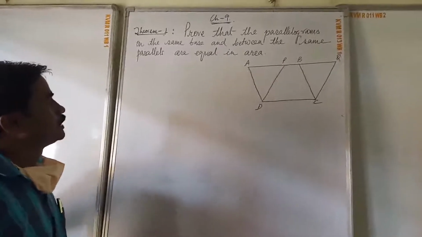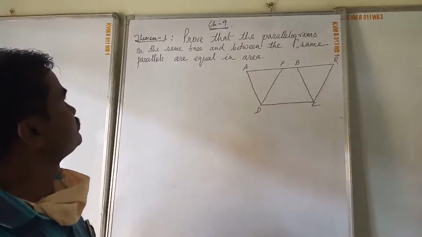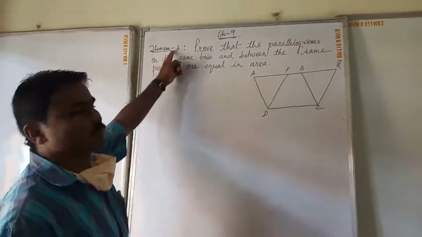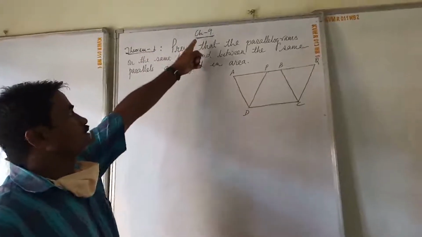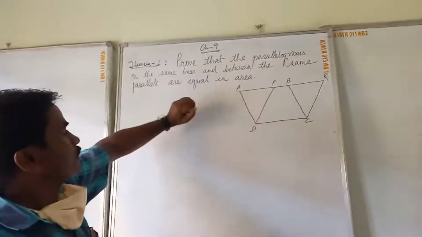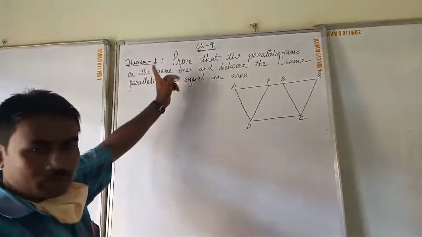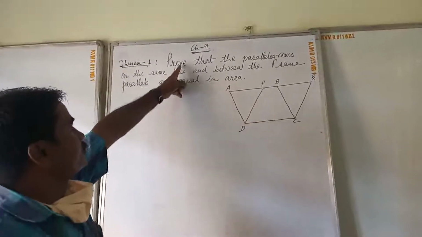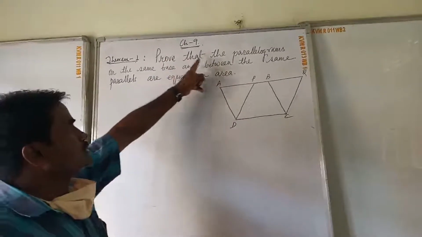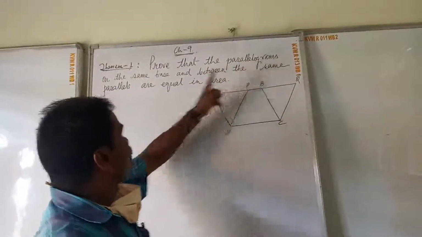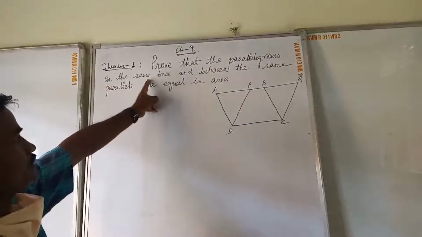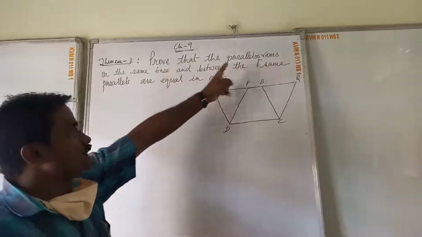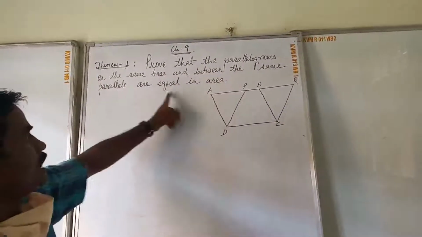Today, let me give you an explanation of theorem 1 of chapter 9. Already you have got the theorem. Let me explain how this is possible. Here, the question is: prove that parallelograms on the same base and between the same parallels are equal in area.